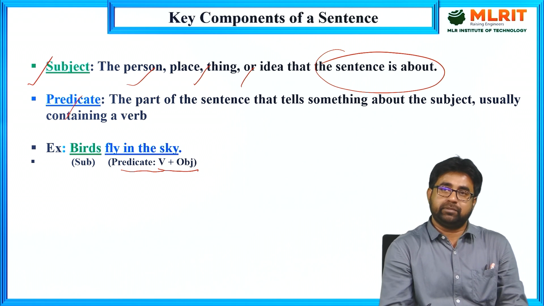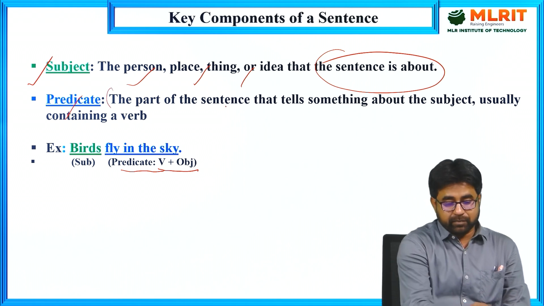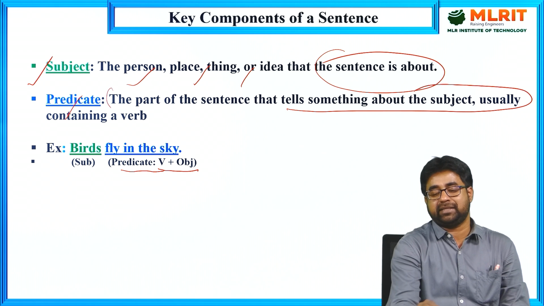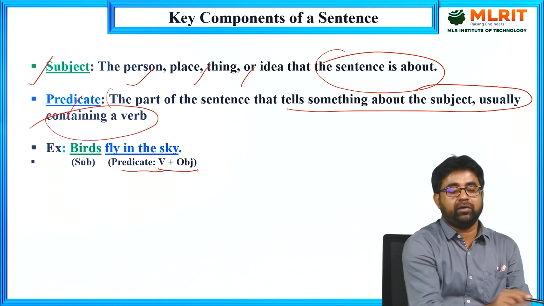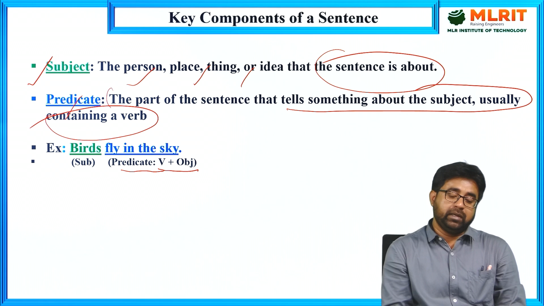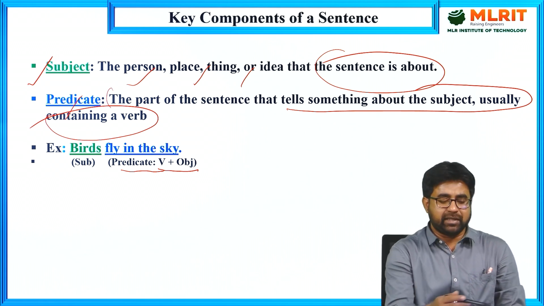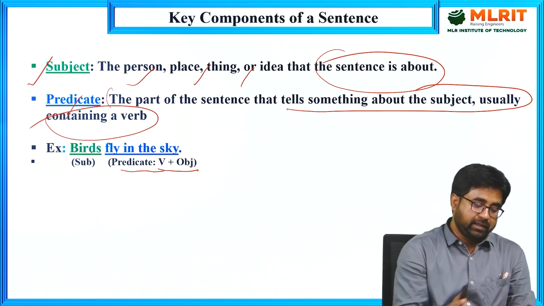So that is the main subject of the sentence. And then, what is predicate? The part of the sentence that tells something about the subject, usually containing a verb. So this is called predicate. The predicate part will always have a verb, and it will give some extra details about the subject. So you can see here an example.